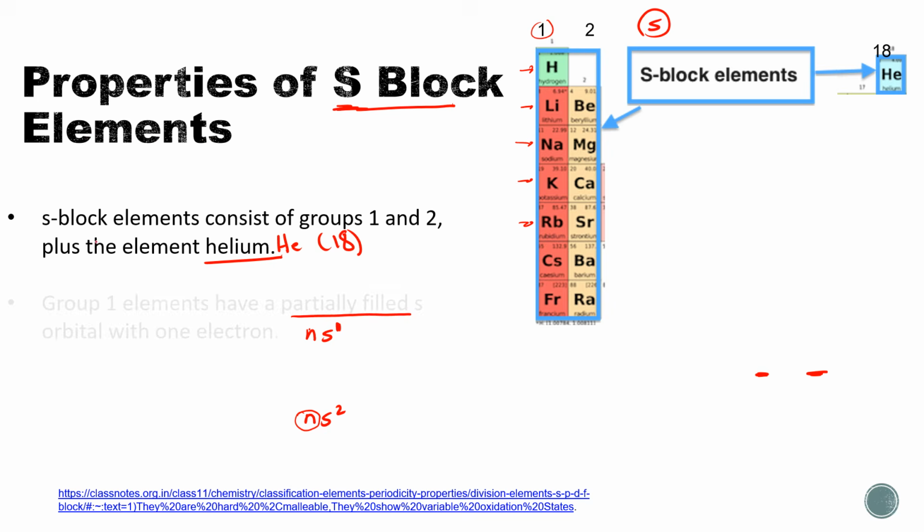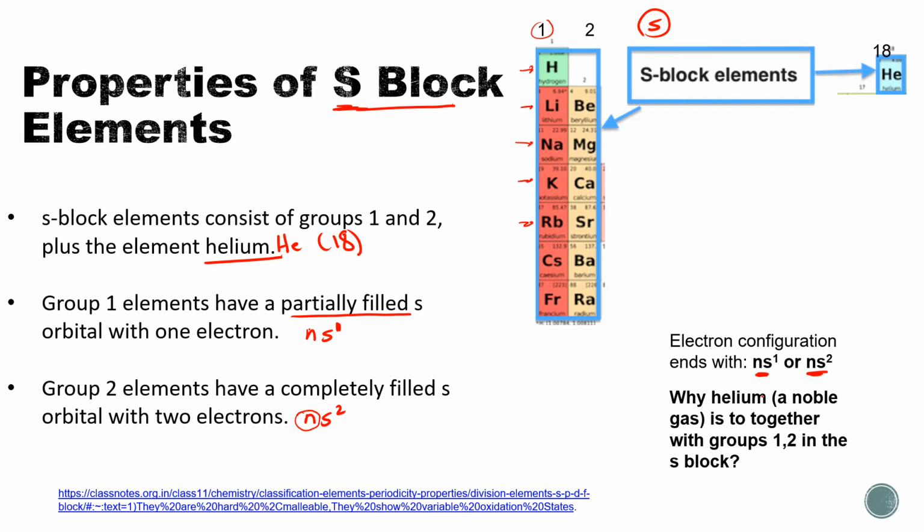So why is helium in the S block, although it's in group 18? If we look at helium, it has 2 electrons. What's the electron notation? 1s2. Because the electron notation ends with s, it belongs to block S. That's the reason why.